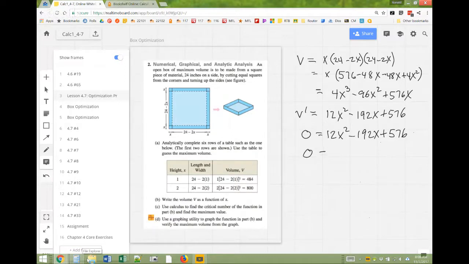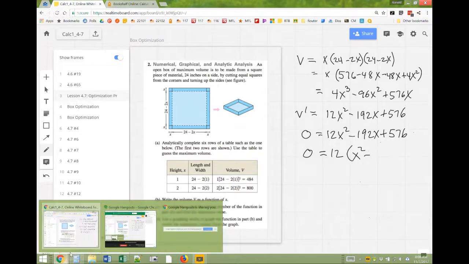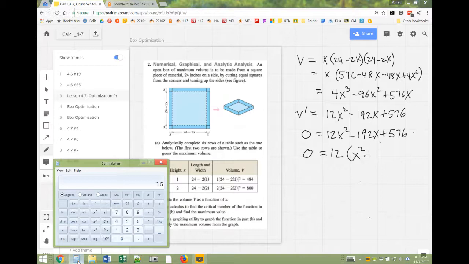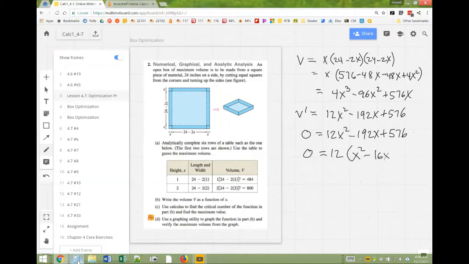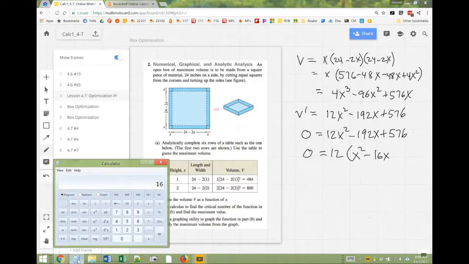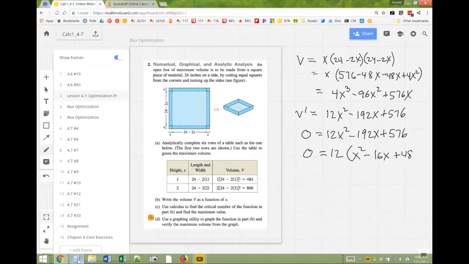So 0 equals 12 times x squared. And now I forgot, what's 192 divided by 12? 16. And then 576 divided by 12, 48. Okay. Can we factor that even further? Well, let's see. 48. What? 12 times 4? And if they're both negative, that's going to work, isn't it?